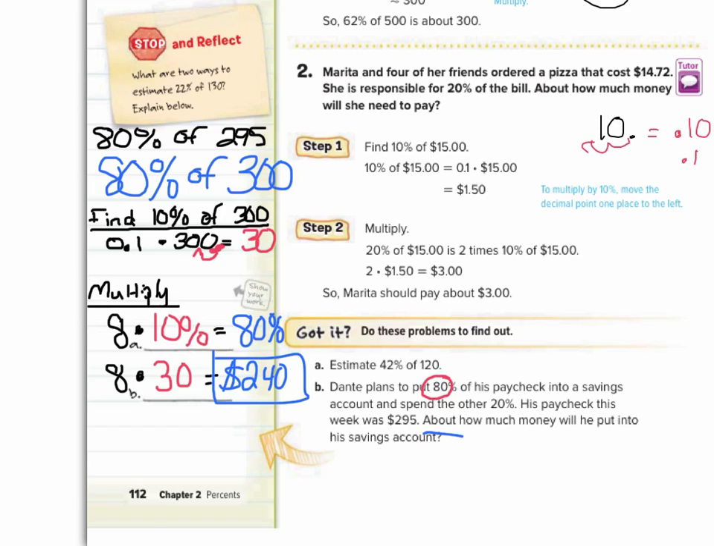So what did we do? We looked at our problem to see that we were going to solve for 80% of 295. We estimated to do 80% of 300. We first found 10% of 300 by moving the decimal place one to the left to get 30. And since 8 times 10% is the 80% we're looking for, 8 times the 30 is getting us the answer of 240.